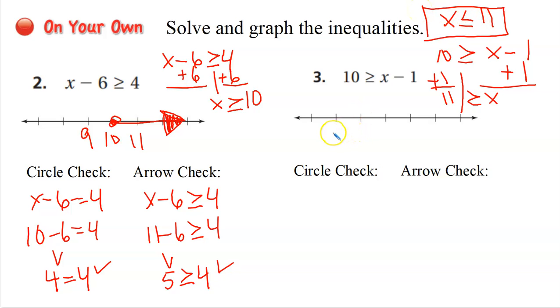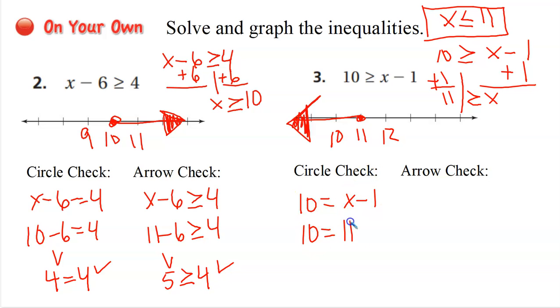I'm going to make, let's see, 10, 11, 12. This is a closed circle. The arrow goes off to the left. I'm going to do the circle check for 11. 10 equals x minus 1. And I plug in 11 to see if that circle is in the right place, and it is.